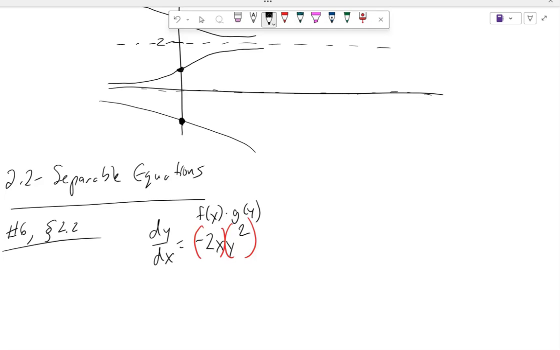Now, if you have x plus y, is that going to be separable? No. Okay? Because it can't be function of x times function of y, right? It has to be multiplied. Okay? All right.